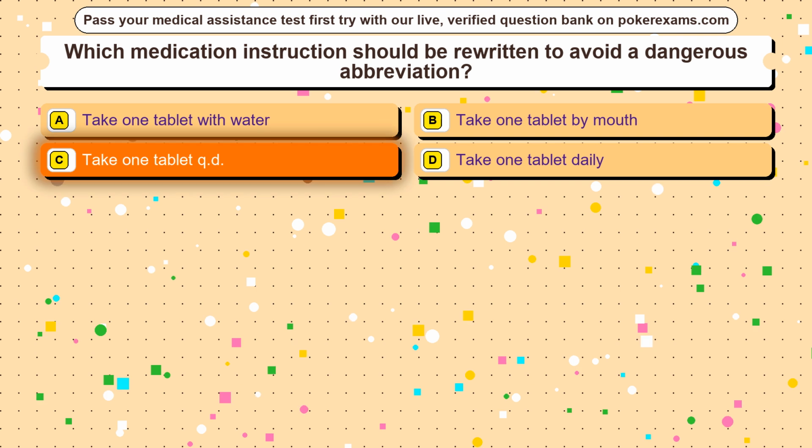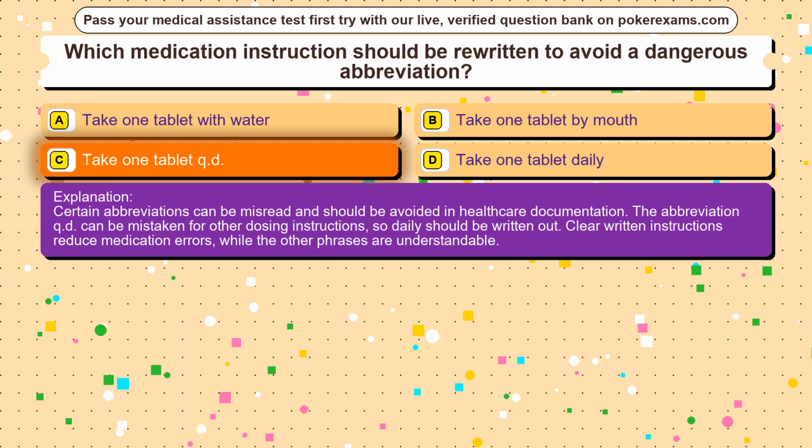The correct answer is option C. Take one tablet QD. Certain abbreviations can be misread and should be avoided in healthcare documentation. The abbreviation QD can be mistaken for other dosing instructions, so daily should be written out. Clear written instructions reduce medication errors, while the other phrases are understandable.